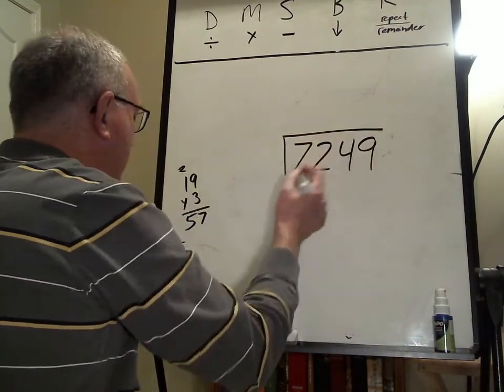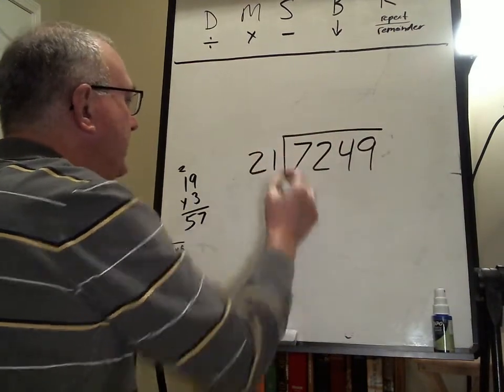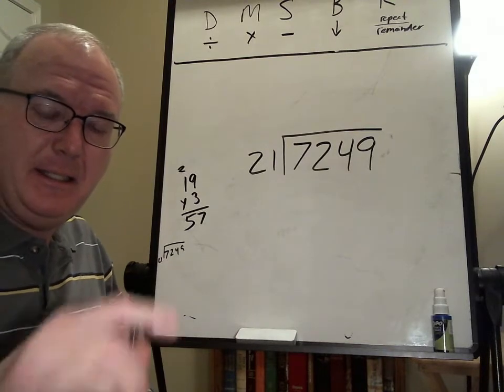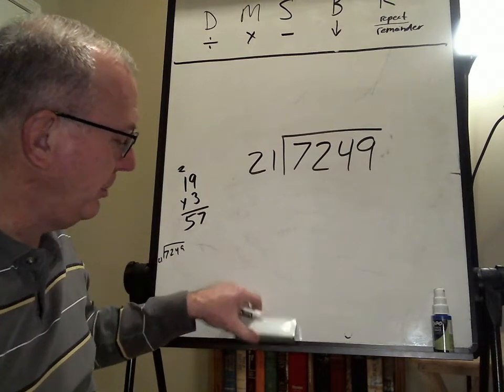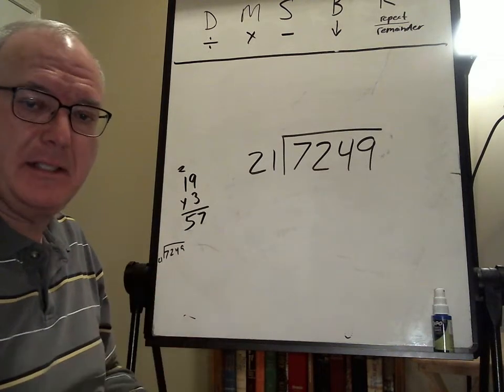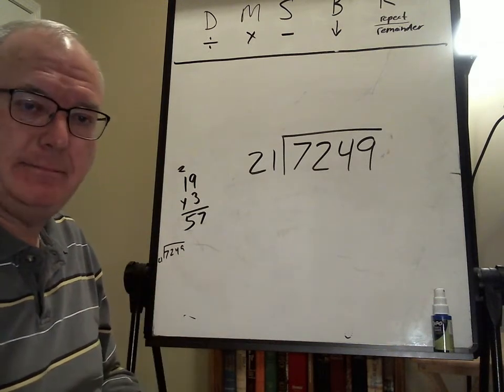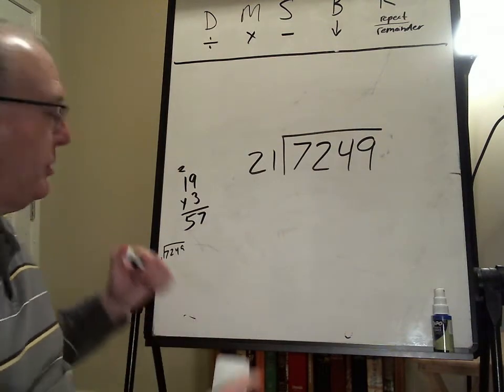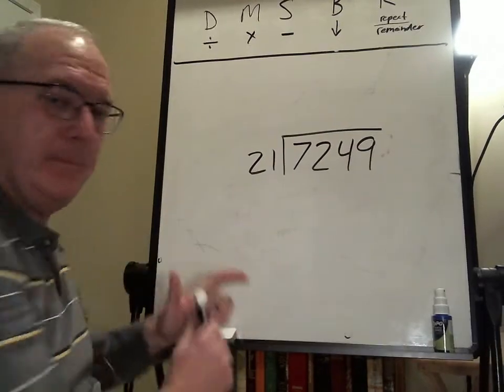7,249 divided by 21. Again, this time I want you to work this. Pause the camera, work this, and then come back and let's check. Go. Okay, now that you're back, let's check and see what you did.